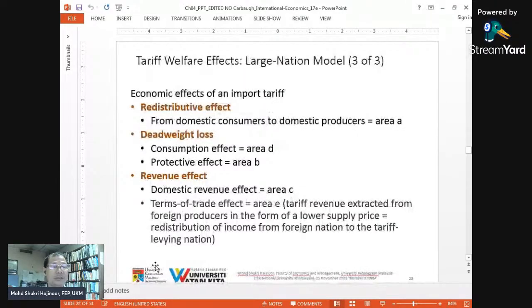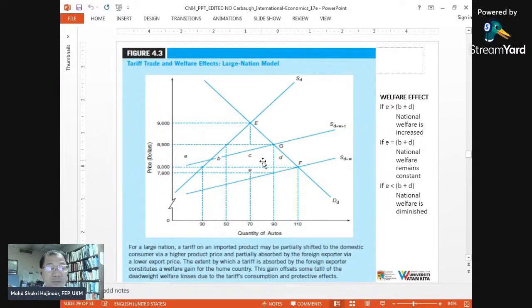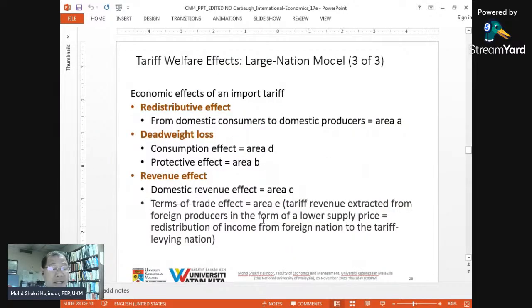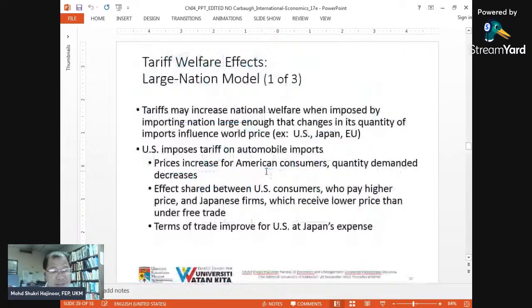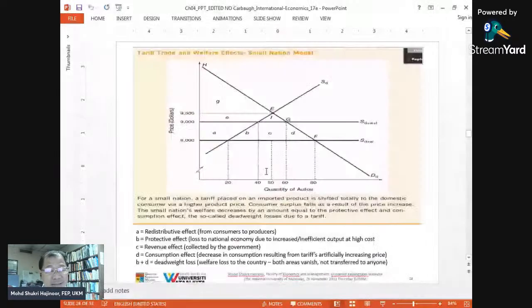Let's look. So we have the same distributive effect, consumption effect, productive effect, revenue effect. Yes, this is the part that we have to explain. The revenue effect has two parts because there's a domestic revenue effect, area C. Now we're going to look at the graph, area C, and the terms of trade effect, area E, here. So in the case of a small nation, there is no E, only C. In the case of a large nation, there is E.